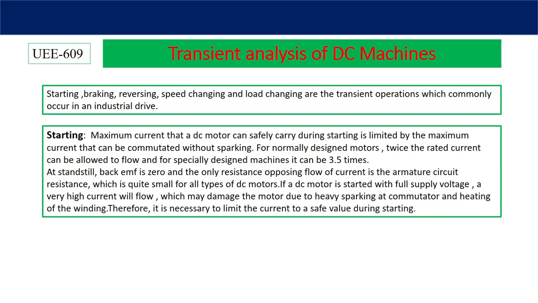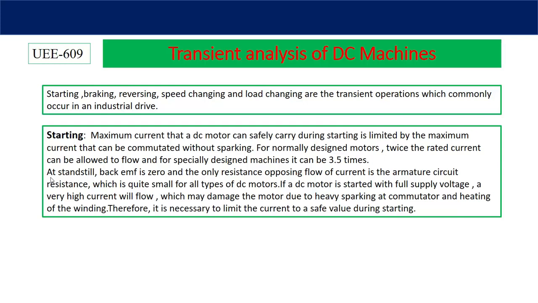When the motor rotates, the current through the armature conductor should not change. That means the direction of the current should remain the same. Now for normally designed motors, 2 times the rated current can be allowed, but for specially designed machines it can be up to 3.5 times. Earlier also I have discussed this one.